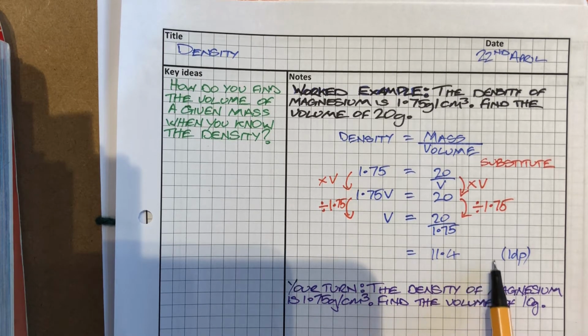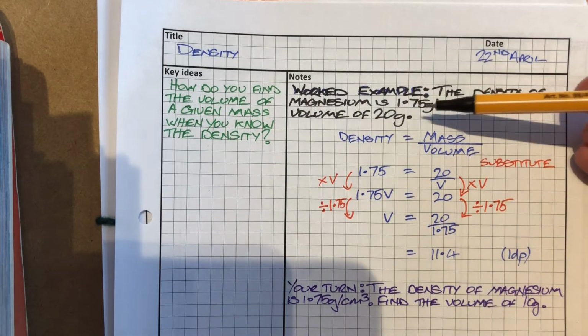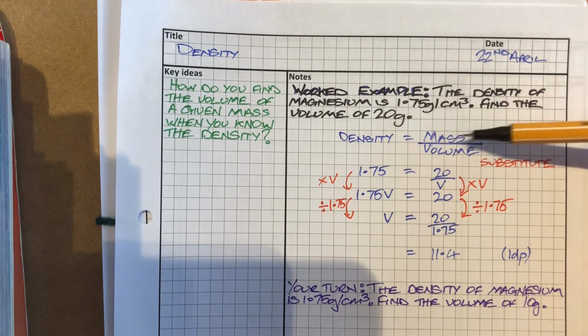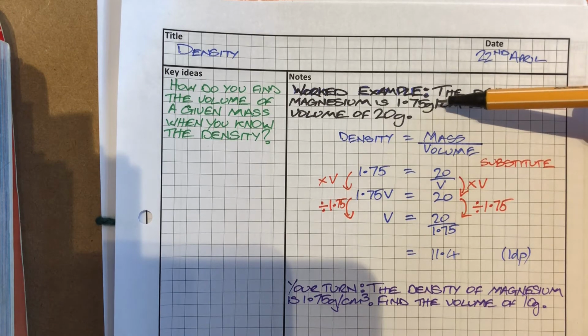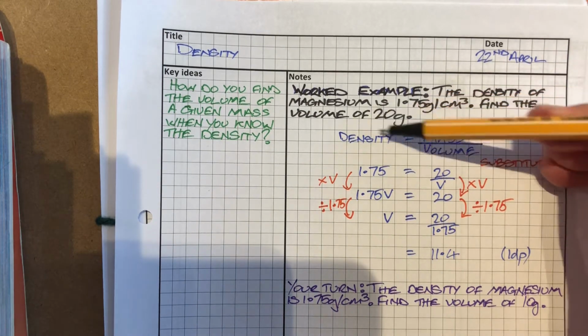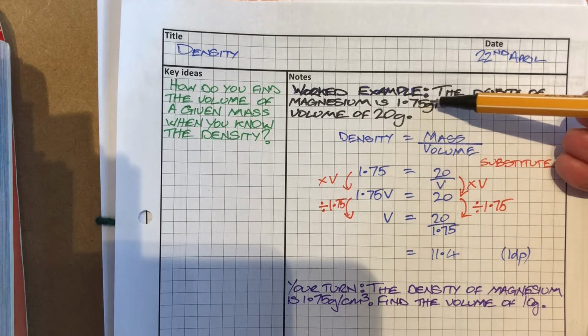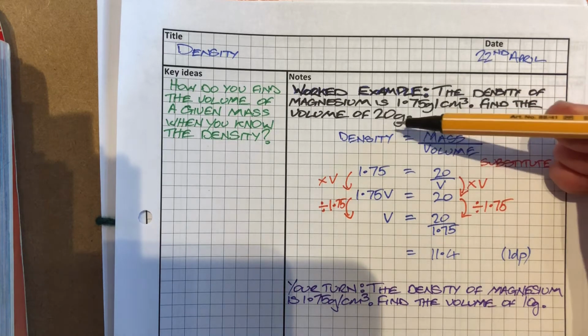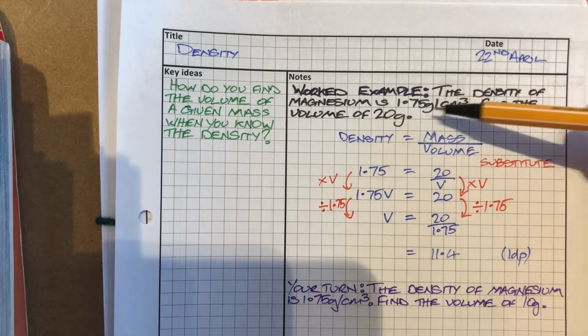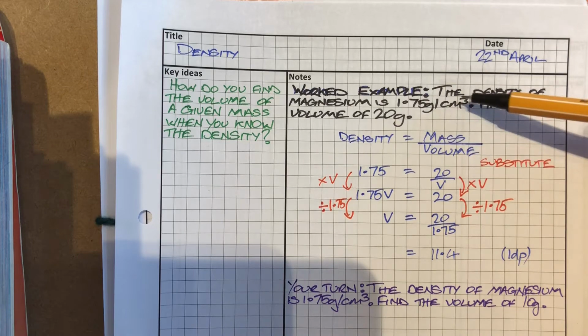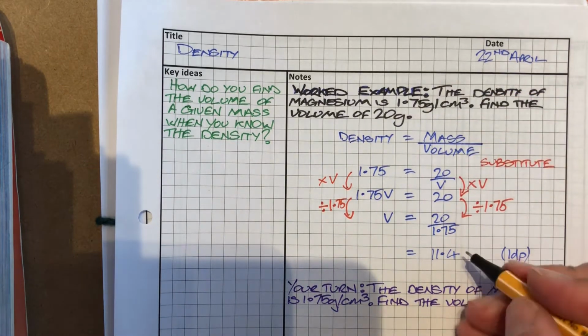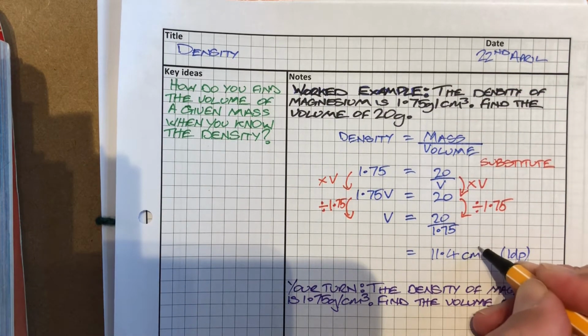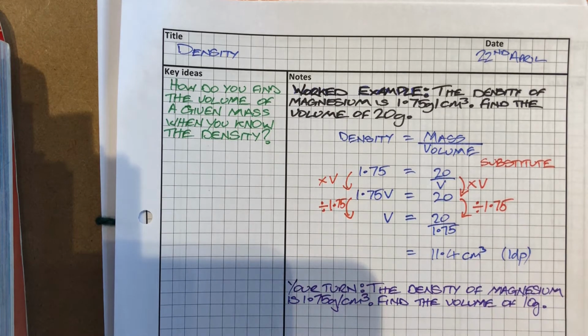I just need to fill in my units here. What are my units? Well, if my mass is measured in grams and my density is measured in grams per cubic centimetre, my volume must be in the matching units that go with these two. What's missing from here? I've got grams and grams per cubic centimetre. I must need cubic centimetres. All right.